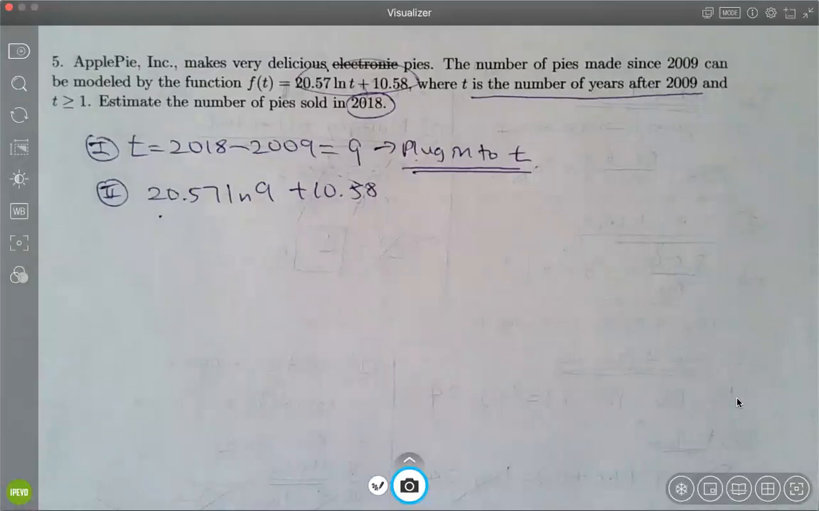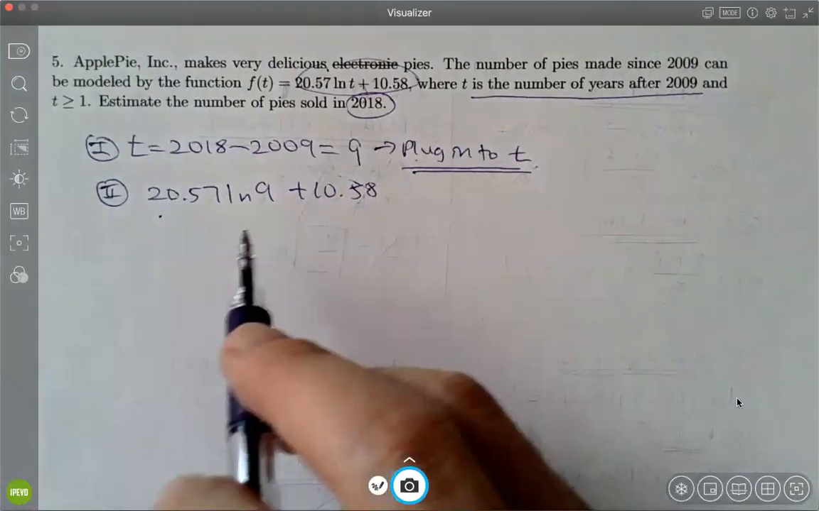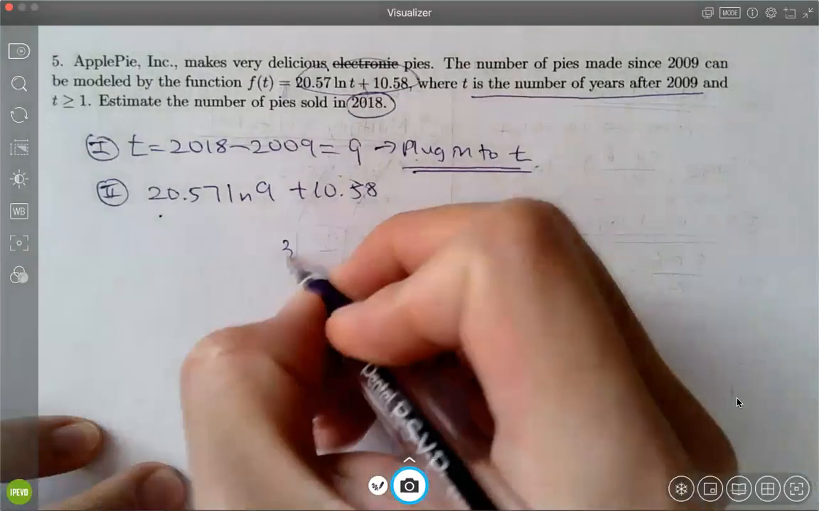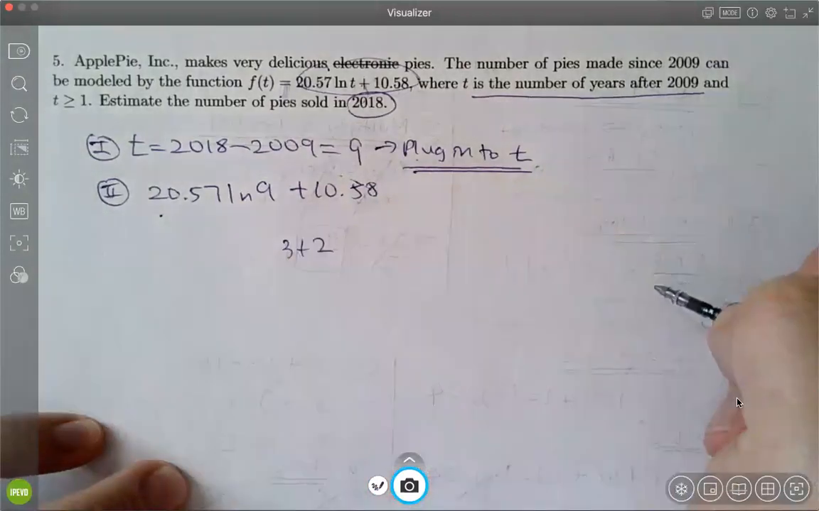It's quite simple. There's no fancy thing here. You set it equal to 0 and solve. It's not even that. Remember, you don't ever say, give me 20.57 ln 9 plus 10.58 pies, right? It's the same thing as give me 3 plus 2 pies. You don't ever say that, right? So what do you do?